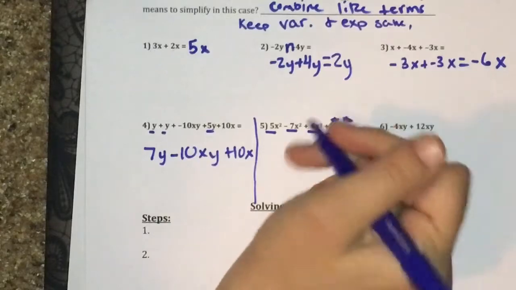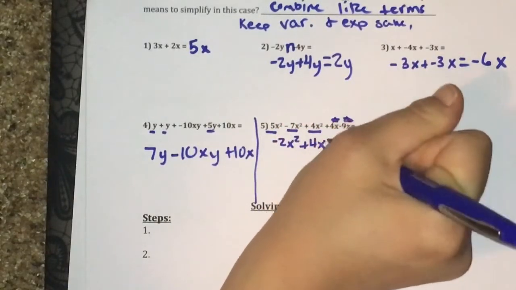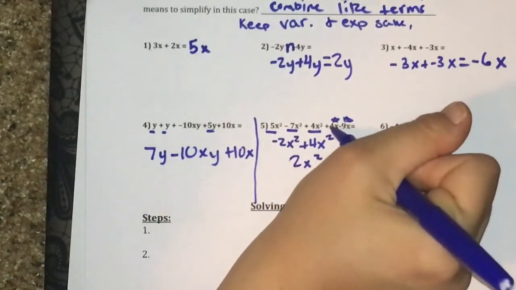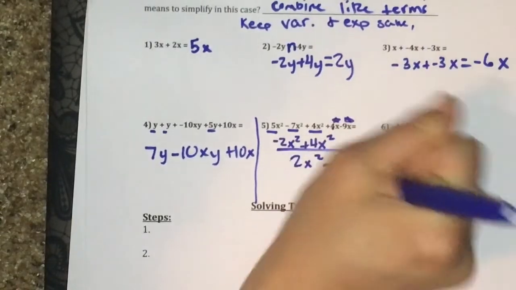5x squared and negative 7x squared is negative 2x squared, plus 4x squared is 2x squared. Then we have 4x and negative 9x, which is going to be negative 5x.